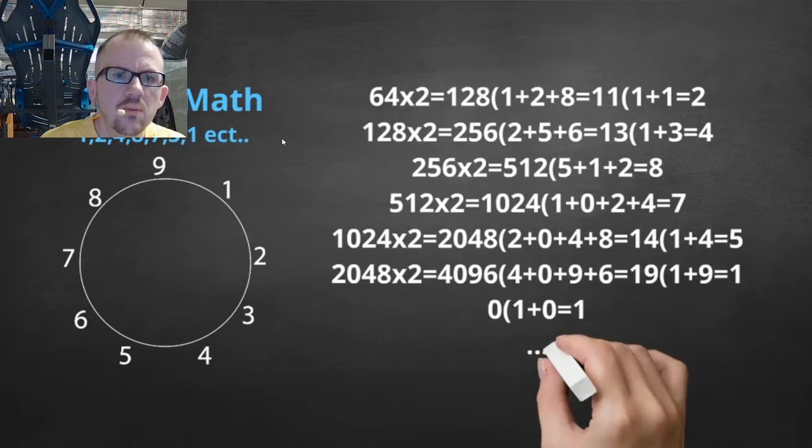It is going to continue forever. 64 times 2 is 128. 1 plus 2 plus 8 equals 11. And 1 plus 1 equals 2. There's your 2. So the next one I know for a fact is going to be 4. Well, 128 times 2 is 256. 2 plus 5 plus 6 equals 13. 1 plus 3 equals 4. Next one's going to be 8. 256 times 2 is 512. 5 plus 1 plus 2 equals 8.